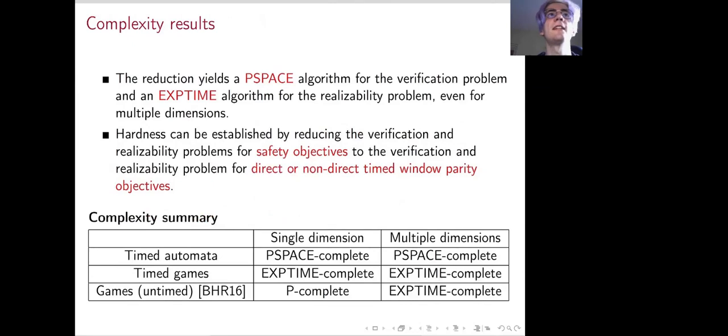Our reduction yields a p-space algorithm for the verification problem and a next-time algorithm for the realizability problem, even in the case of multiple dimensions, even though for verification, we need to check one dimension at a time to obtain a p-space algorithm.